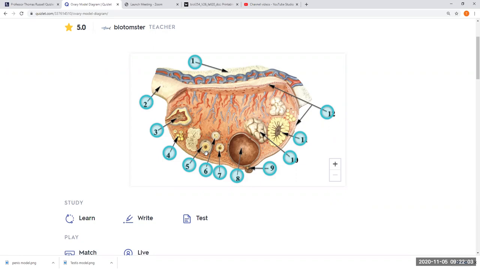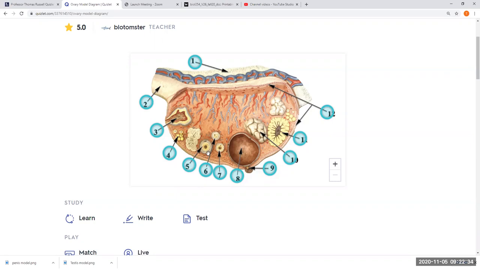Now, during that time, even though they don't show it, several of the primordial follicles begin to grow, but only the largest of them continue to grow because the other ones die off. So this represents a follicle that is dying off and being reabsorbed by the ovary. That's called an atretic follicle. So we go from primordial to primary to secondary.